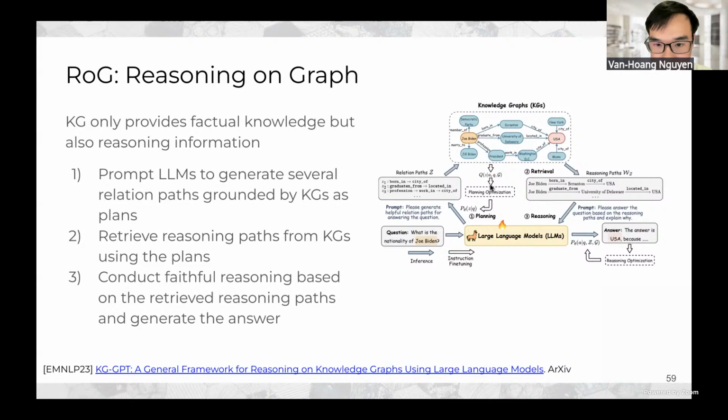So this planning optimization will try to ground these reasoning plans into actual reasoning paths that exist inside the knowledge graph. And then after we have obtained the reasoning paths, we will create another prompt, such as please answer the question based on the reasoning paths and explain why. Then we'll pass both the original query and also the reasoning paths into the large language model again to get the final answer.